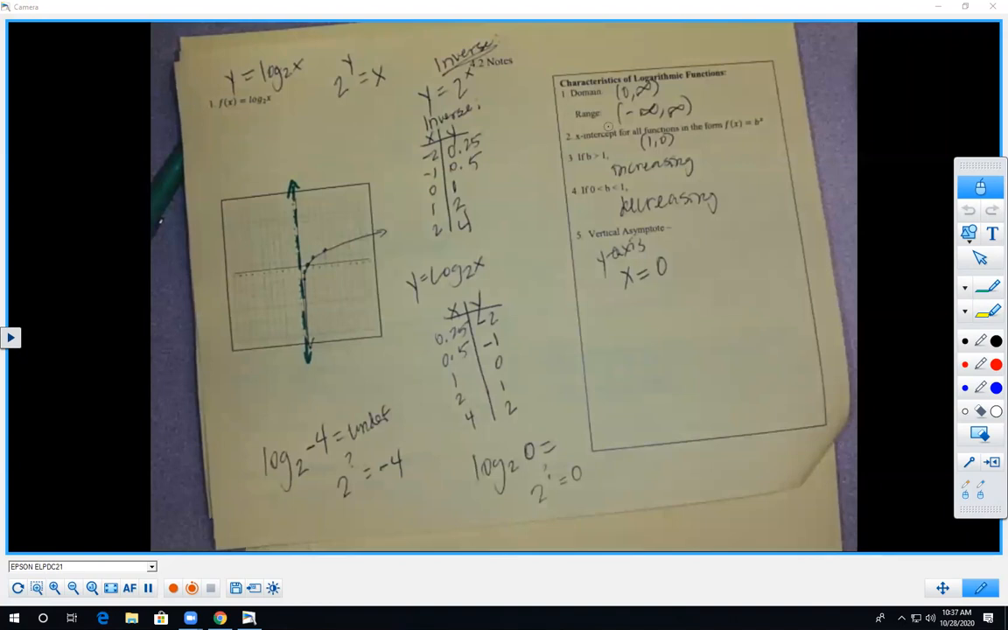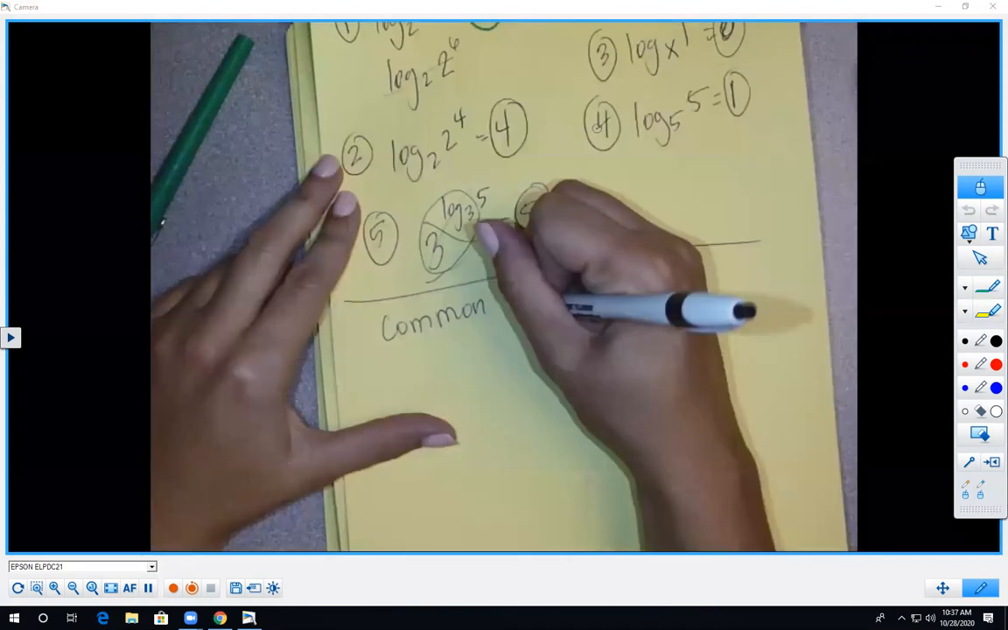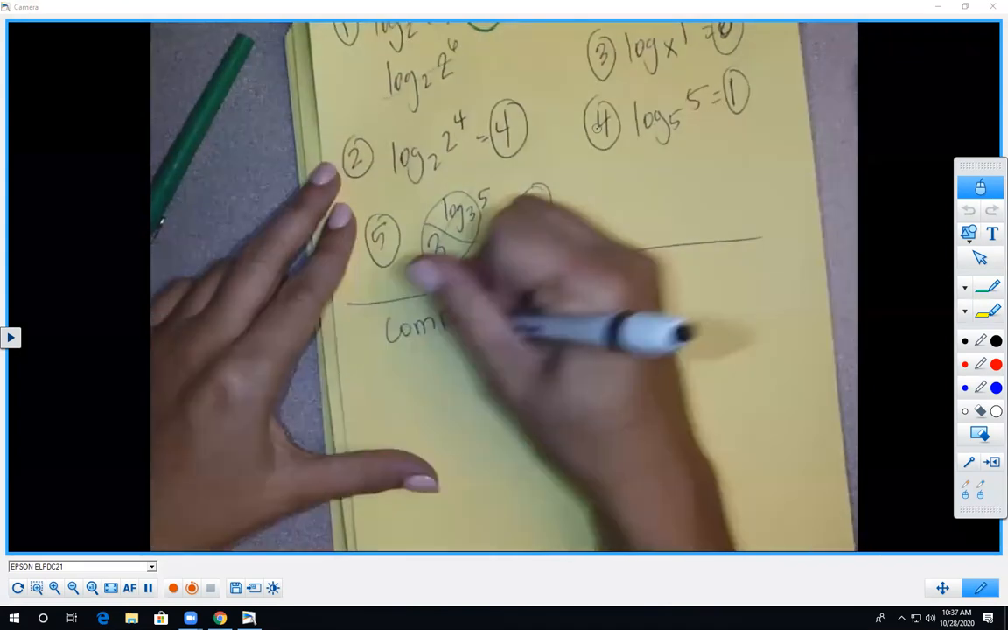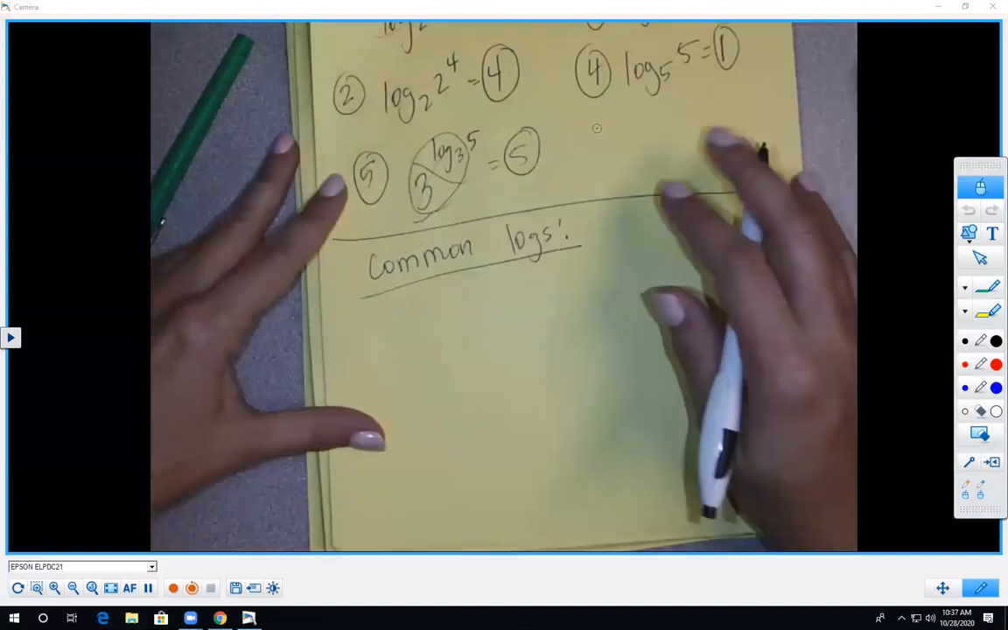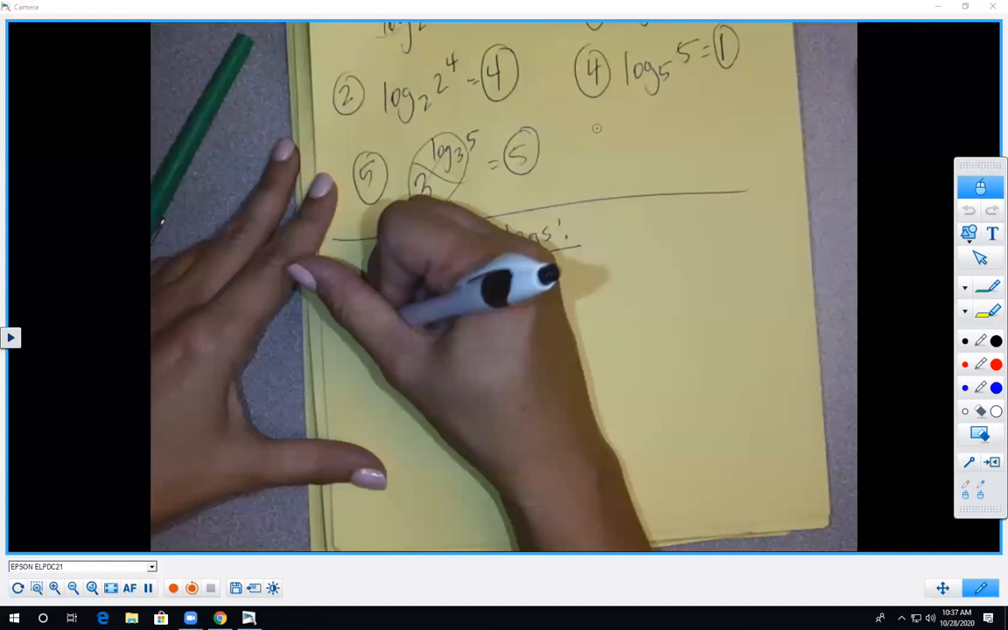Okay, so let's talk about specific types of logs. We're going to talk about a common log and a natural log. Okay, so common logs. Common logs are log base 10. Any log that is in base 10 is called the common log. So like log base 10 of x or log base 10 of something.